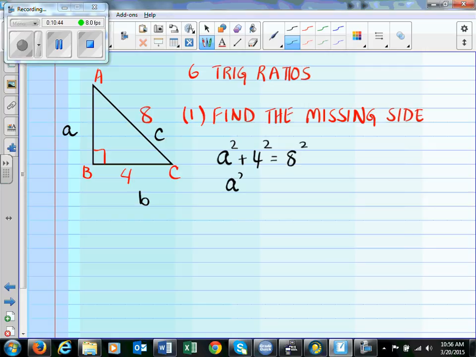So A squared plus 16 equals 64. Then you have to subtract 16 from both sides. So A squared equals 64 minus 16, which gives you 48. So A is the square root of 48. After this point, all that is left is to simplify the square root of 48.